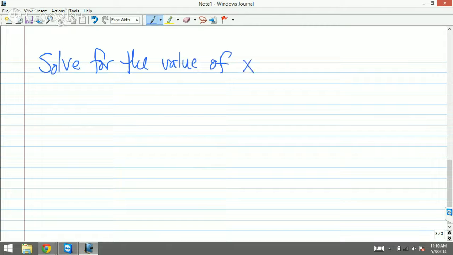The other basic of exponentials is understanding how to use properties of powers. We kind of touched on that a little bit.